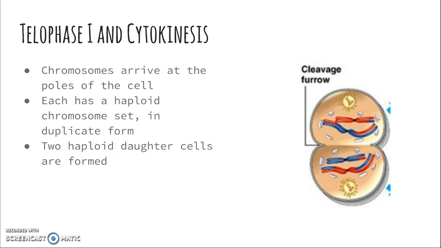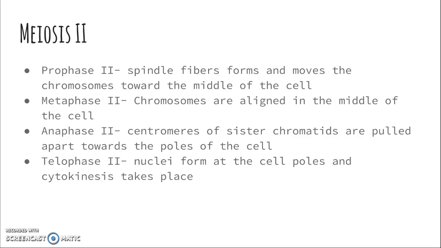We have to split it one more time, but we only have half the DNA because we had put it into the actual homologs and tetrads and split it that way instead of lining everything up in the middle. This is the difference between meiosis and mitosis. So we now have haploid daughter cells, but we need to split it even further so we don't have the duplicated form. So in meiosis 2, we're going to go through prophase 2, metaphase 2, anaphase 2, and telophase 2.